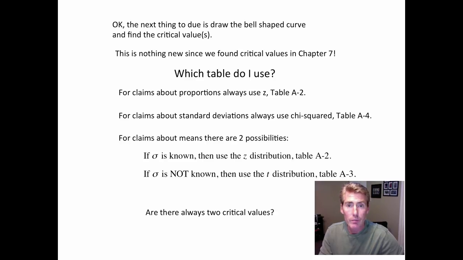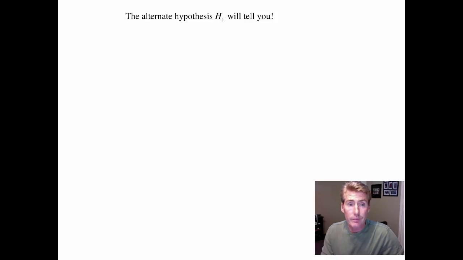Now, this question comes up because when we made confidence intervals, they had a left side and a right side, so there were two critical values, always. With hypothesis testing, that's not always true, but don't worry. If you wrote down the H1, it will tell you exactly what to do. That's part of the beauty of that structure: once you have it down, it basically guides you through it.